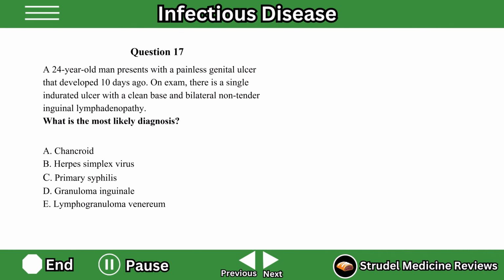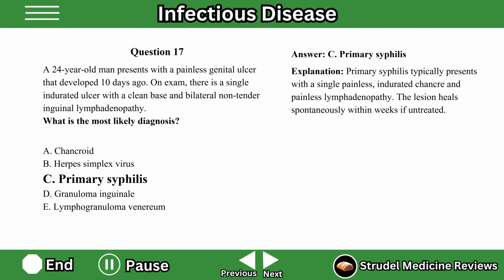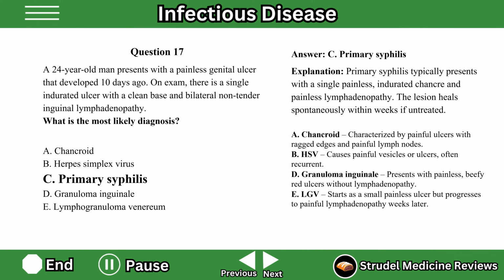So here you should be thinking about C, primary syphilis, because this is a pretty classic for a chancre. That's the description there, the single indurated ulcer with a clean base and bilateral non-tender inguinal lymphadenopathy. The lesion will actually heal even if it's untreated, but then the patient will be at risk for secondary syphilis.